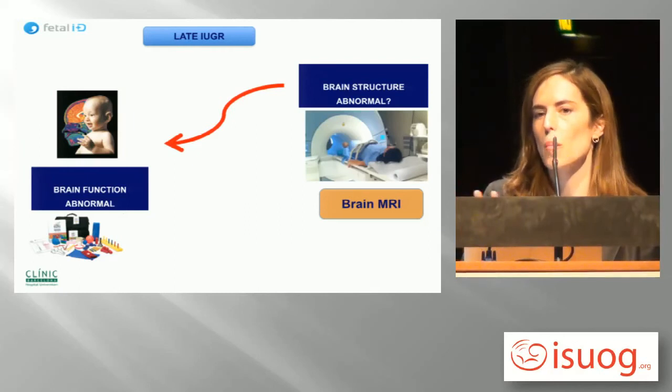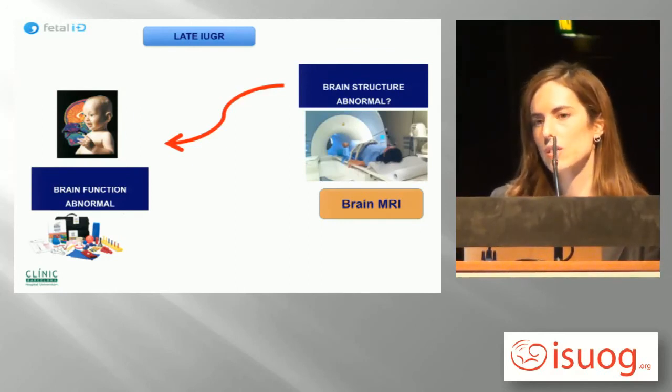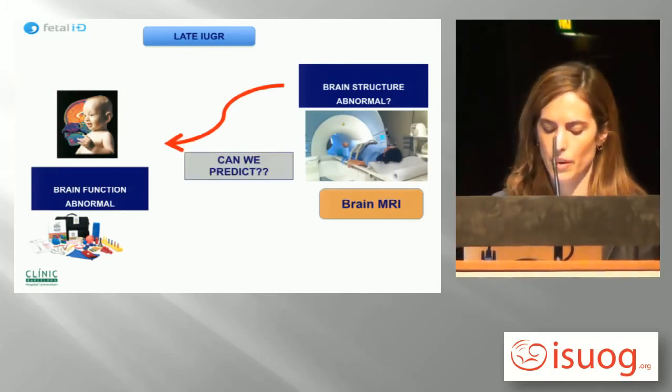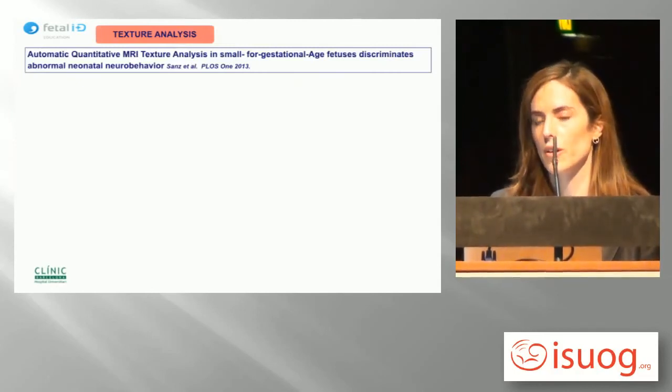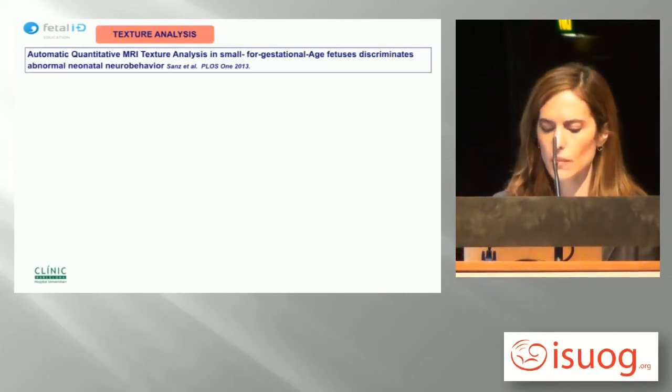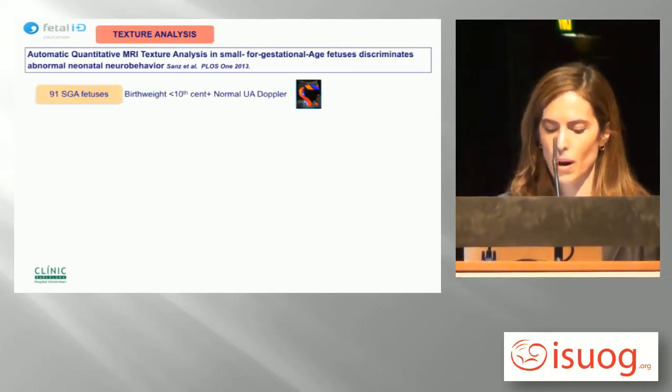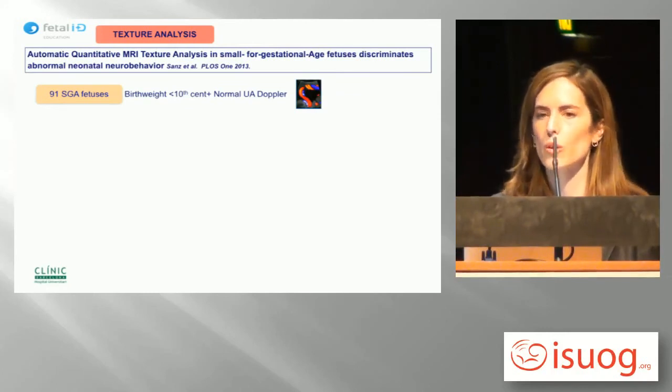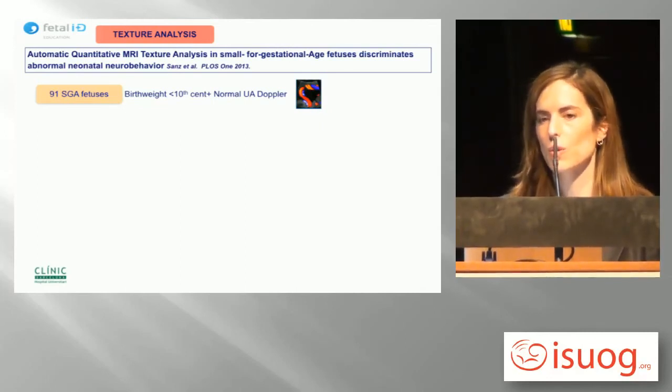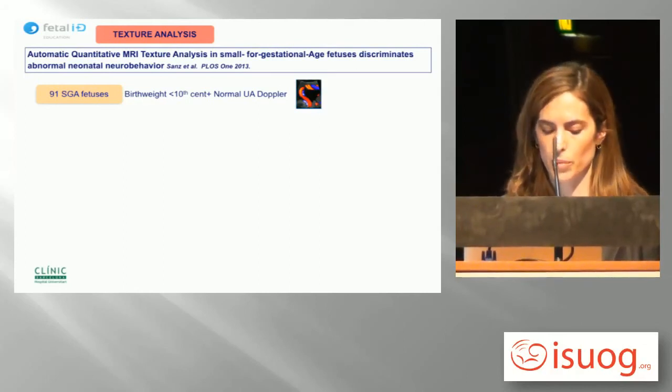I'm just going to present to you a study that we conducted on SGA babies, based on textural analysis, to predict the results of the Brazelton test. The Brazelton test was performed during the neonatal period, and in the neonatal period we can only detect neurobehavior and not neurodevelopment. But we conducted this study that was published last year, and for this purpose, we recruited 91 SGA fetuses. SGA fetuses were defined as those with a birth weight below the 10th centile and with a normal umbilical artery Doppler.